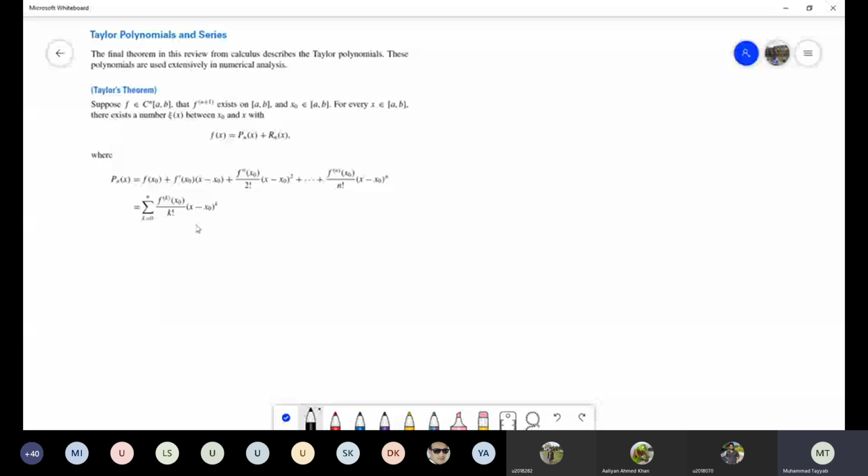Let's say there is a function f. This is the function f, which belongs to C^n on the interval [a, b]. This means that the function is n times differentiable on the interval [a, b]. Whenever you say that f belongs to C^n, this means that the function is n times differentiable, and moreover he has defined it on the interval [a, b].